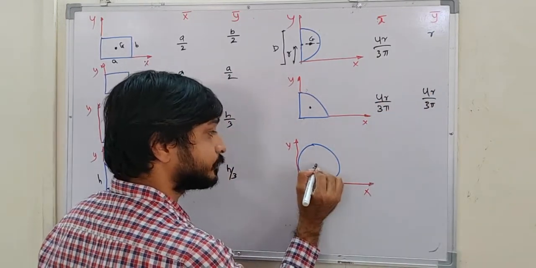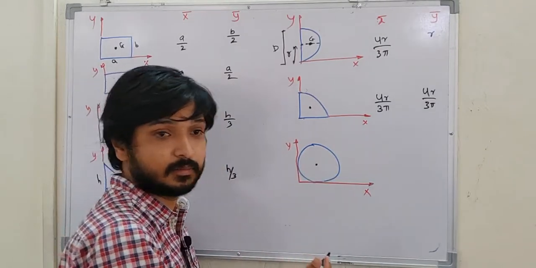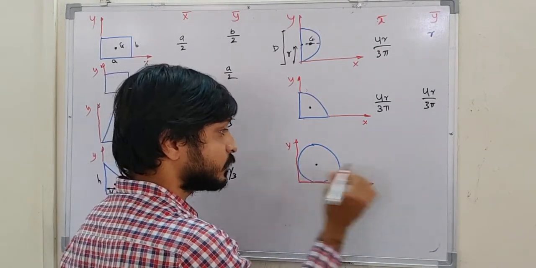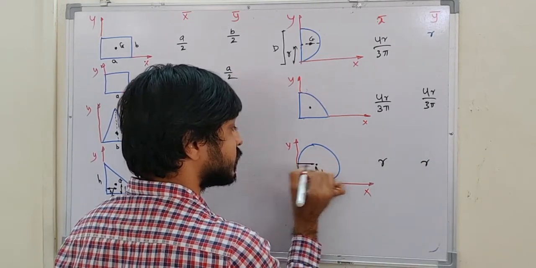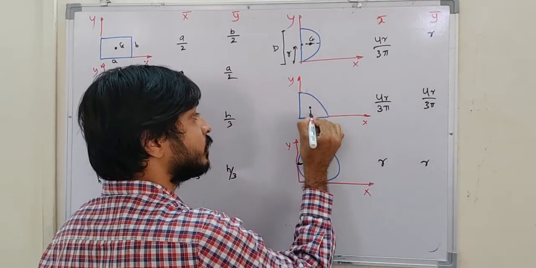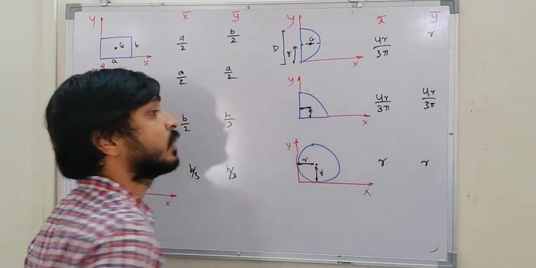And for this, the center point is the centroid, correct? So therefore it is R and R. This distance will be R and this distance will be R, and here this will be 4R by 3 pi and this will be 4R by 3 pi.